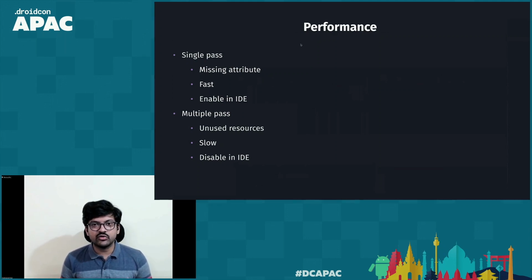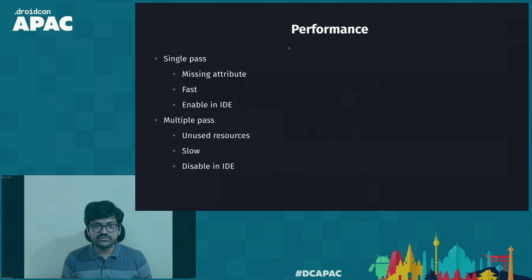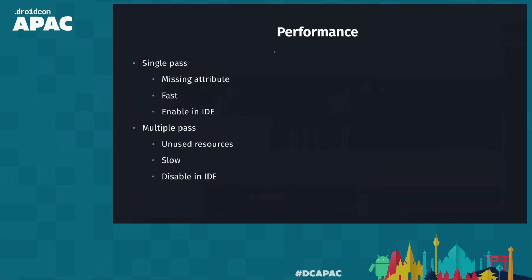That's the reason you might have noticed that whenever you're committing code through Android Studio, you get an option of find missing attributes, find unused resources, and a few other options. They're not enabled real-time in the IDE because if they were, you would get a lot of lag. And that's not something you want while typing your code.